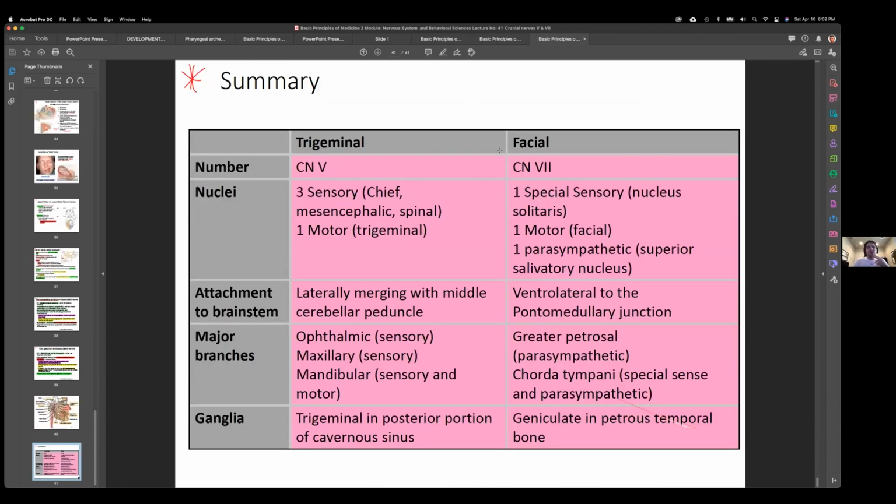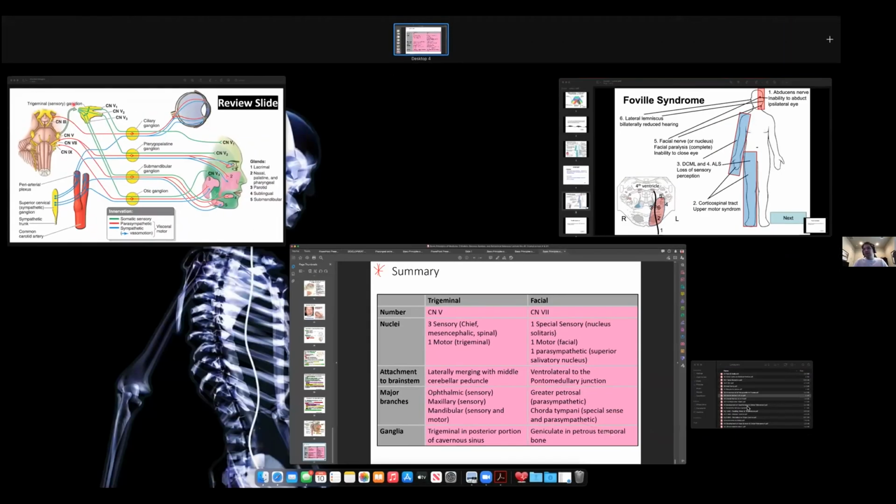Another nice summary table for what goes where. And it contrasts the trigeminal versus the facial. So that's always good. All right.